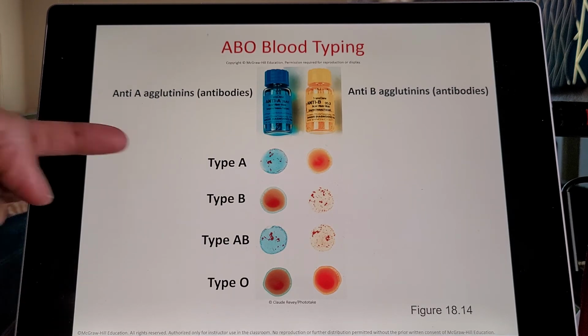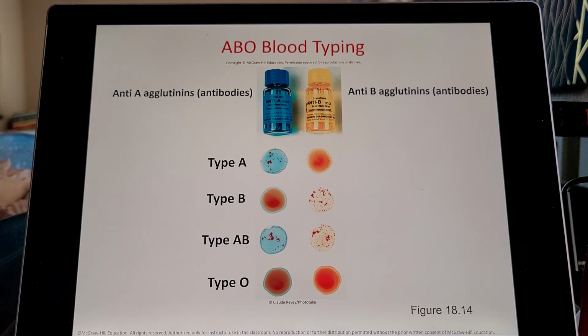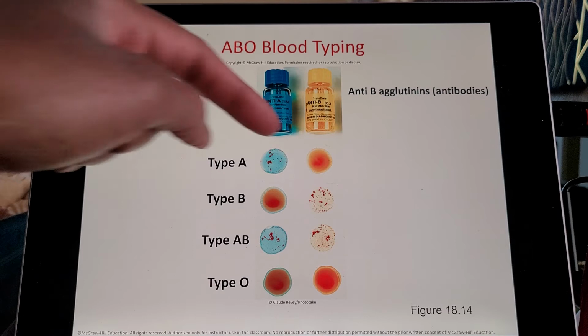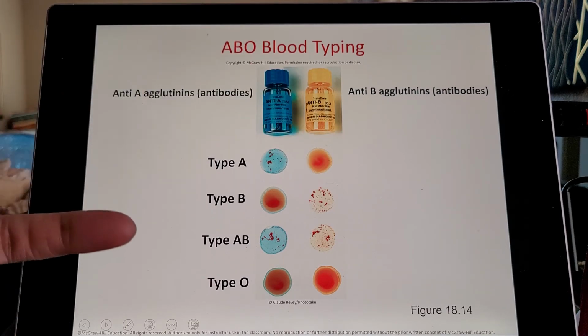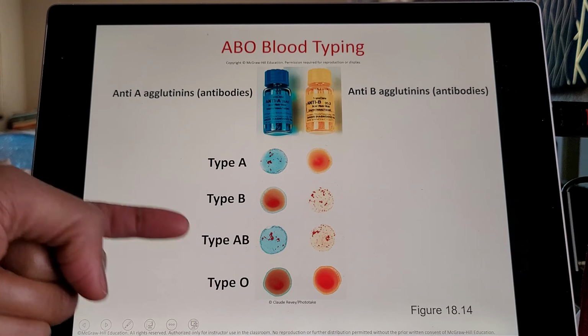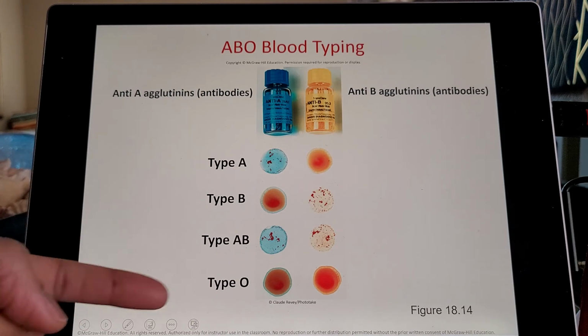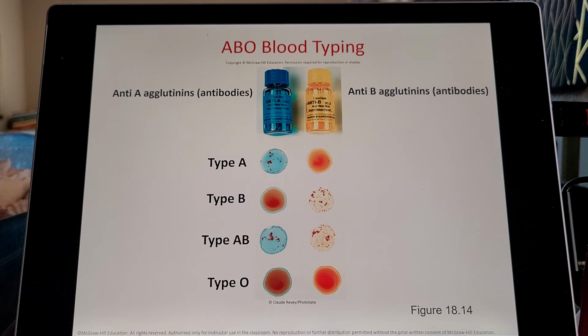So the one that clumped in A is type A. That's because we're testing against it. Because it clumped in that one and not the other one, we know that this is only type A, this is only type B. This one reacted with both, so it's both A and B. Again, the O marker has no cell surface agglutinogen, and so therefore it's not going to react to either of the agglutinins or antibodies. So that's how they determine your blood type if you, for example, donate.